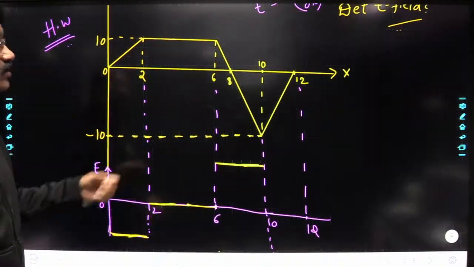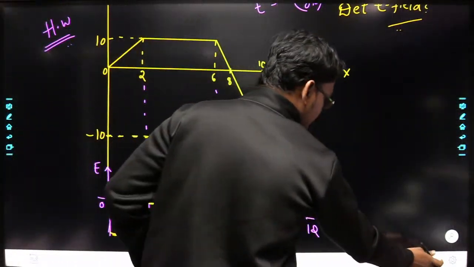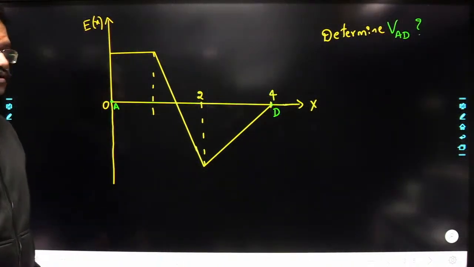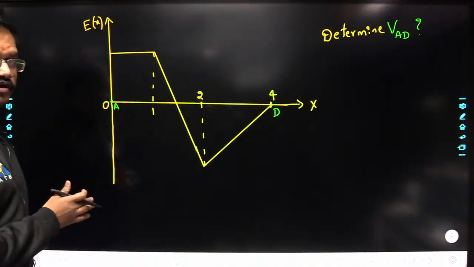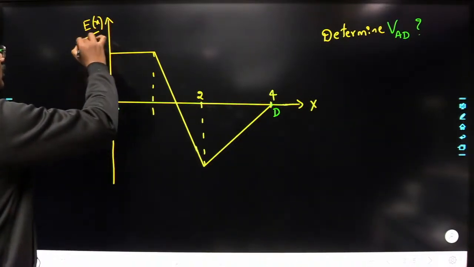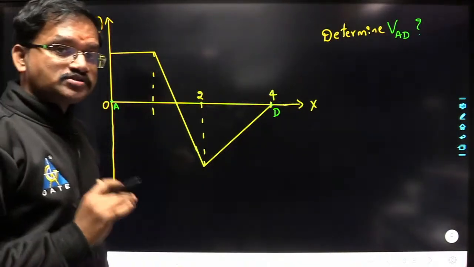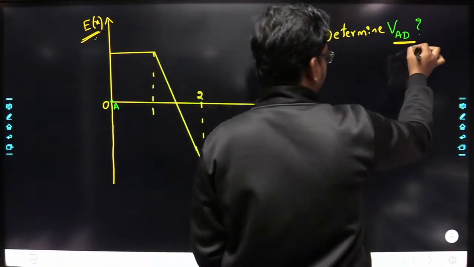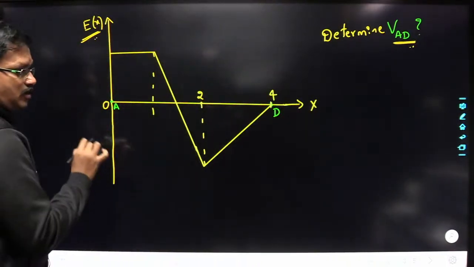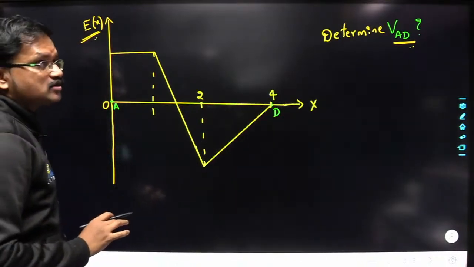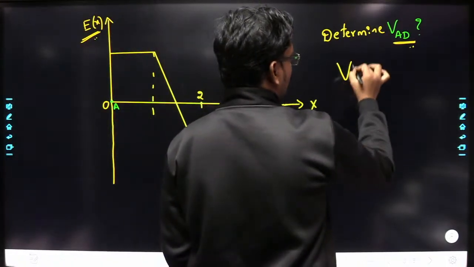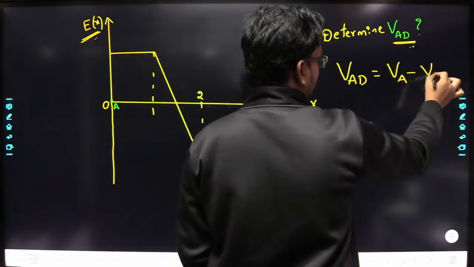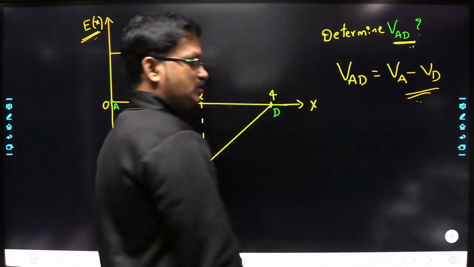Next problem, see here. Now they have given the graph of the electric field, and they are asking to determine the potential difference between A and D. Here the point A is this one and this is point D. So they are asking to determine VA minus VD.